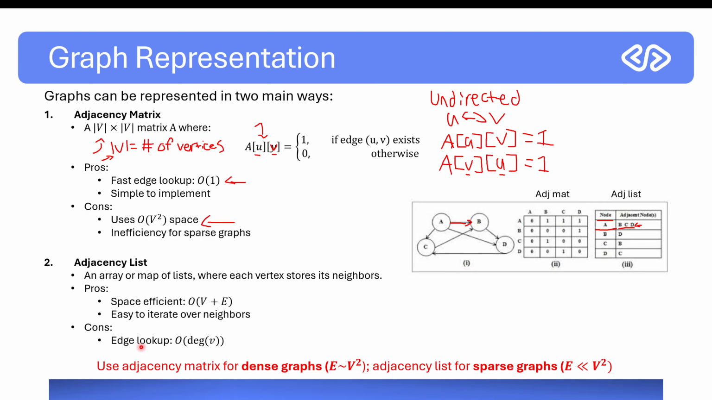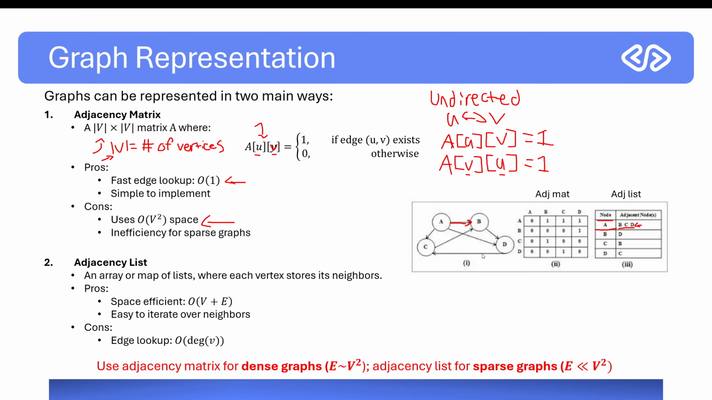And again, it's very easy to iterate over the neighbors. You just go to that index and then you have all the neighbors right there. And it's space efficient. We're not doing a V by V matrix. We're actually doing V vertices and then E edges for space. So this will be really good for dense graphs where E is going to be close to V squared.